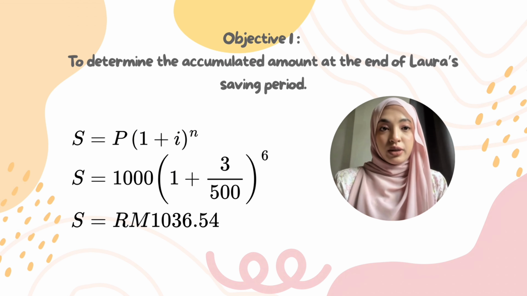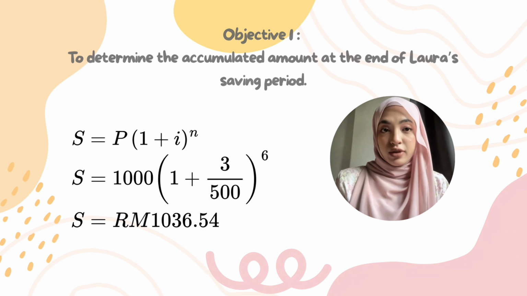Objective 1. To determine the accumulated amount at the end of Laura's saving period. The formula is S equals P multiplied by (1 plus i) to the power of n. S equals 1,000 multiplied by (1 plus 3/500) to the power of 6. S equals 1,035 ringgit and 54 cents.